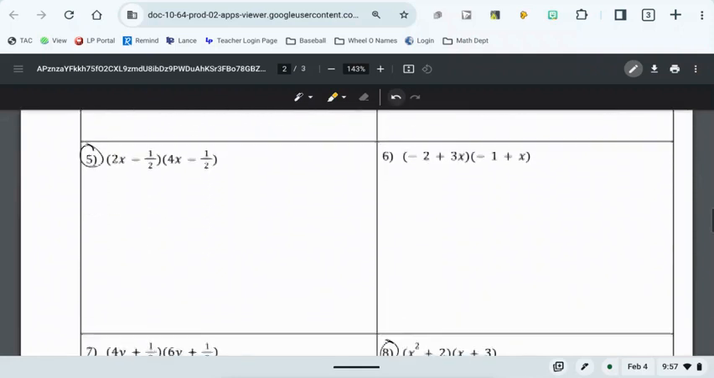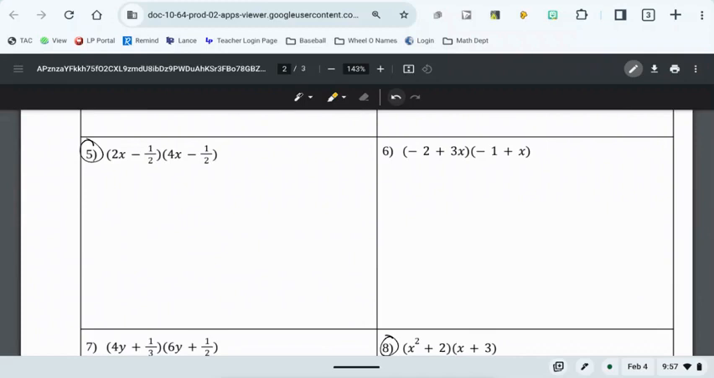A couple more examples that we'll go through together. This one has some fractions in it. So we have same process, even with the fractions. We do the same thing. 2x times 4x. First term times first term. We get 8x squared. First term times second term. 2x times negative 1/2 gives us negative x, negative 1x.